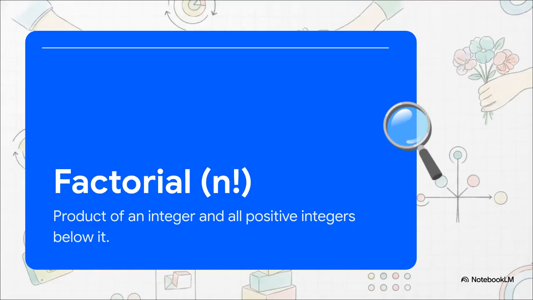Now, to make multiplying these large sequences way easier, we use a super cool mathematical tool called the factorial. It's denoted by an exclamation mark. The factorial of a number n is simply the product of that integer and all the positive integers below it. This little exclamation mark is the absolute building block for everything that follows in this explainer.